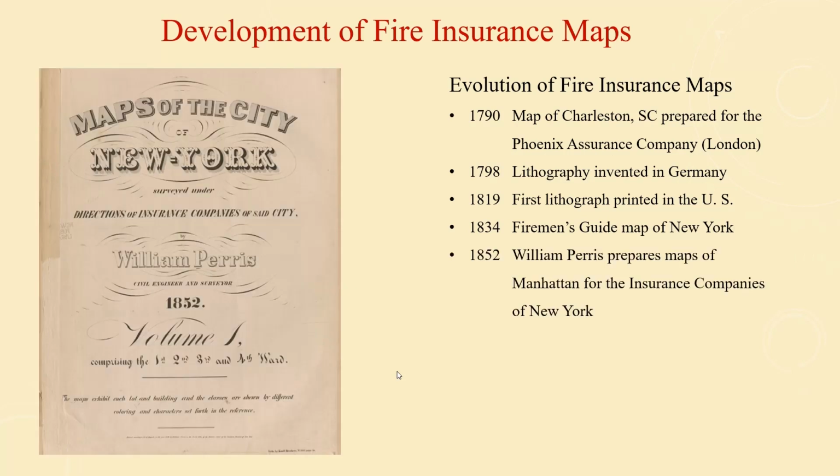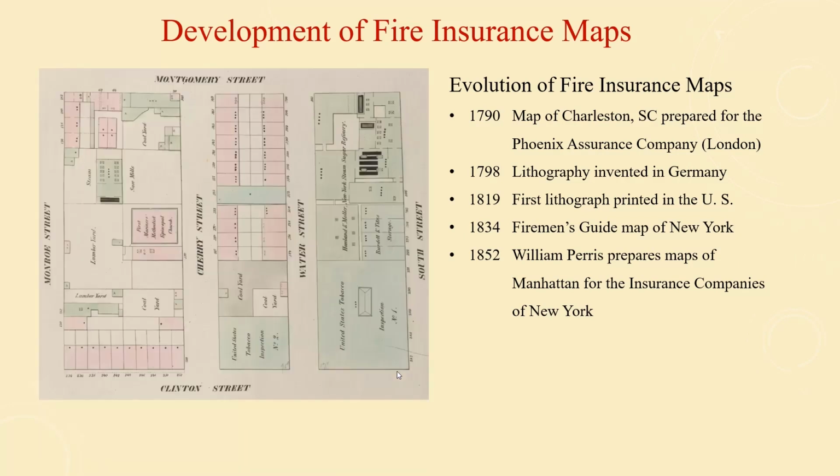Then in 1852, William Parris prepared a map for the Jefferson Insurance Company in New York, but I guess was for use of all the insurance companies there. And this is considered the first fire insurance map. If you look at that, we see a map that, if you are familiar with Sanborn maps, now resembles a Sanborn map. It's fairly primitive compared to the later Sanborn maps.